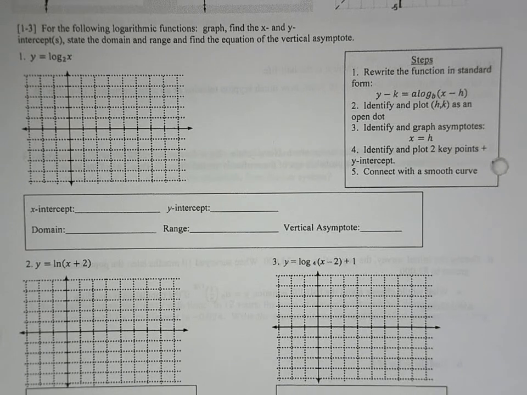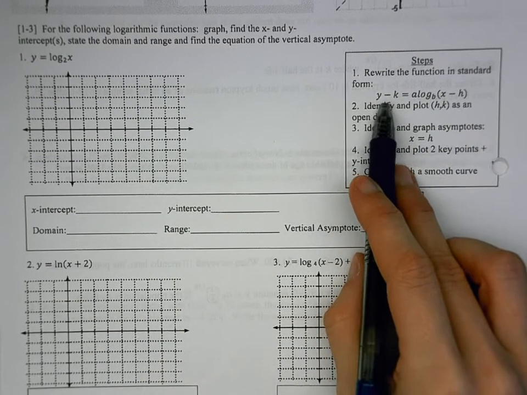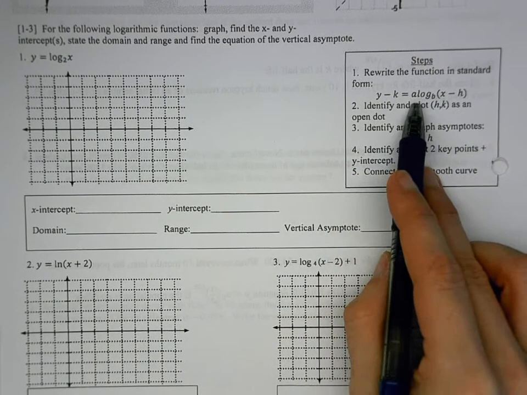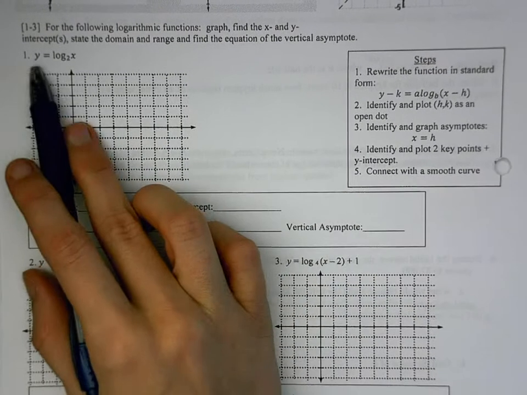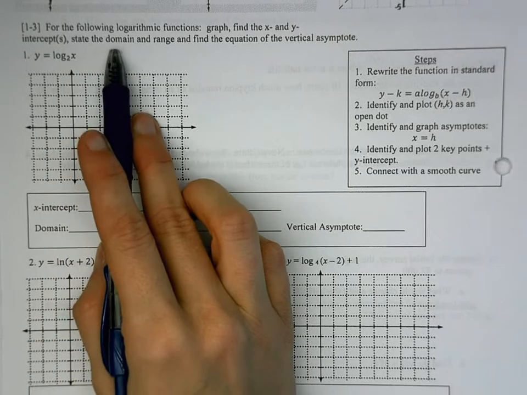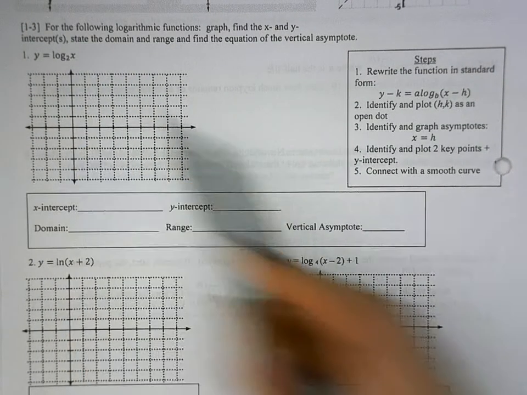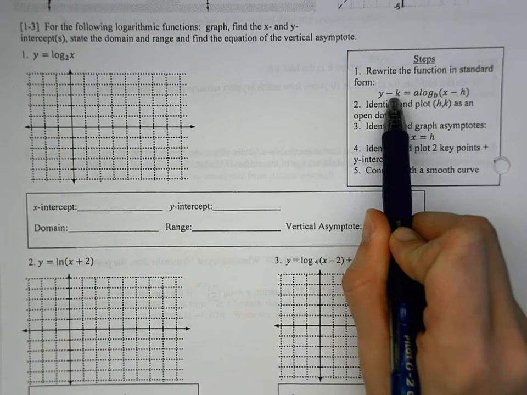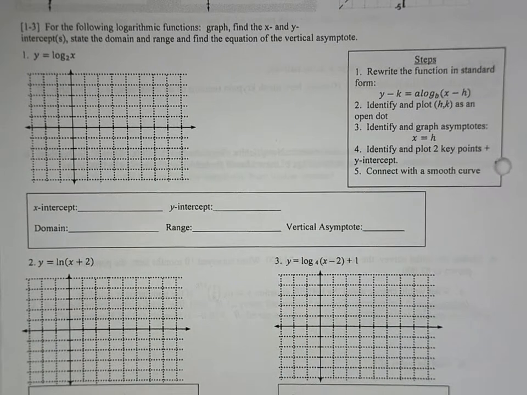Okay, so here we go. Number 1, we've got some steps off to the side here. We're going to start by making sure that our function is always in its standard form, which is like this, y minus k equals a times log base b of x minus h. As I look at my number 1 here, I see I have y equals log base 2 of x. There's nothing outside of the logarithm being added or subtracted to it that I can move over as my k. And so I'm already in my standard form.